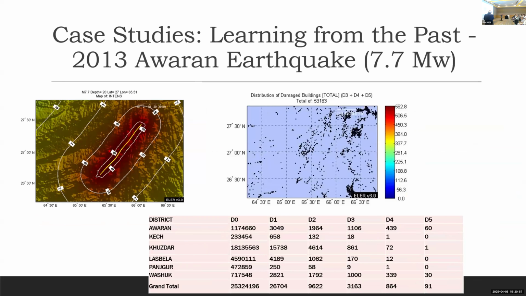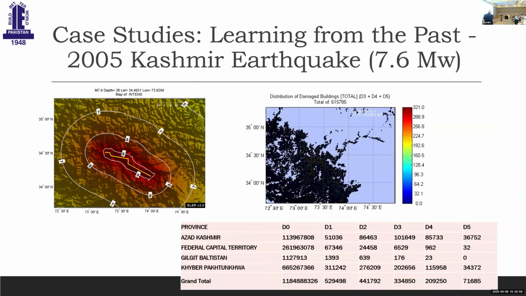This is the intensity distribution map. This shows the rupture of the fault that took place here. And these are the damages. You will be surprised to know that the damage that we estimated is around 2% less than the actual damage. So this is how accurate the results are, unfortunately.